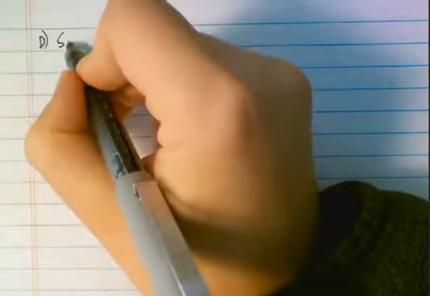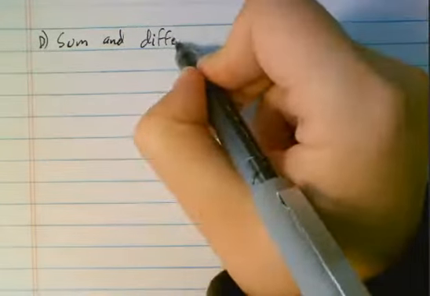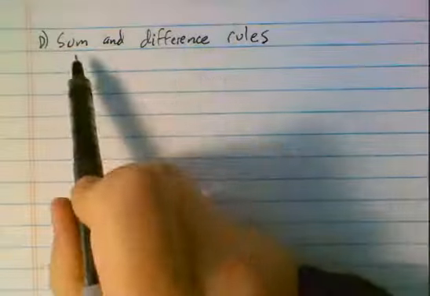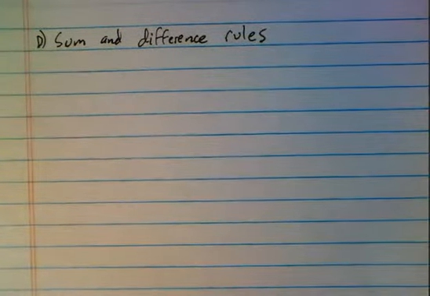The next rule is the sum and difference rules. Sum just means add, difference just means subtract. These are also kind of the same idea as the constant multiple rule. They're just saying things are along for the ride.